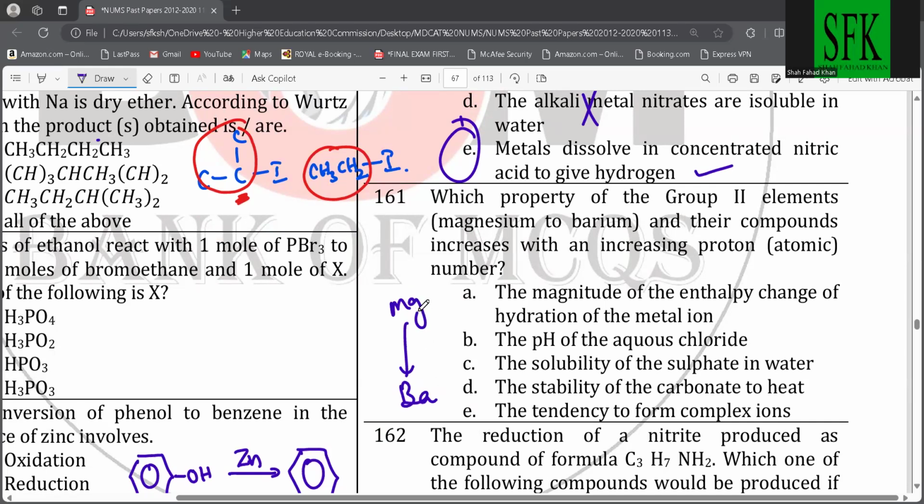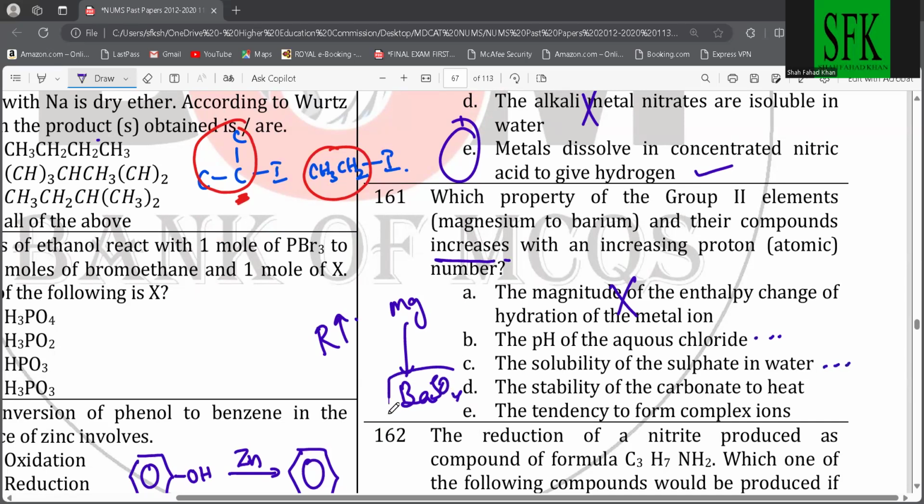Now going down the group, the enthalpy change magnitude is going to decrease because the charge density is decreasing due to the increase in the atomic radius. Okay, the pH doesn't change. Well, the pH actually, or did they say increases, right? The pH rather decreases slightly. Doesn't increase. The solubility of the sulfate also decreases, doesn't increase.